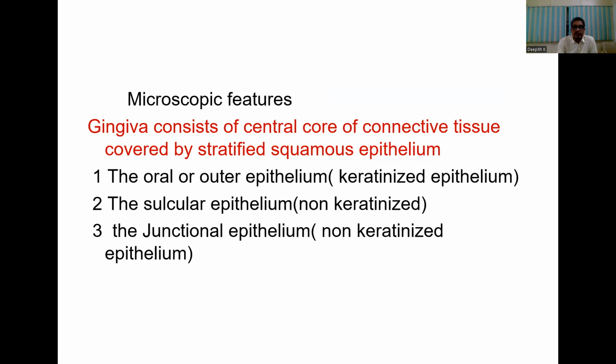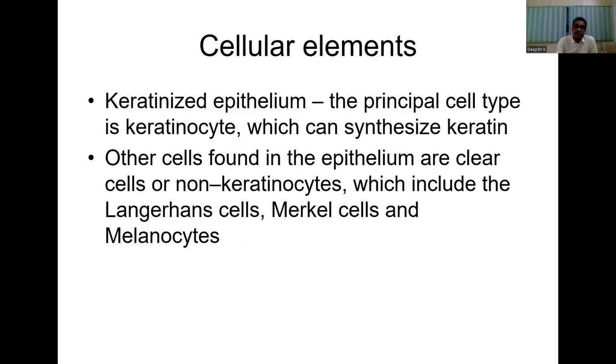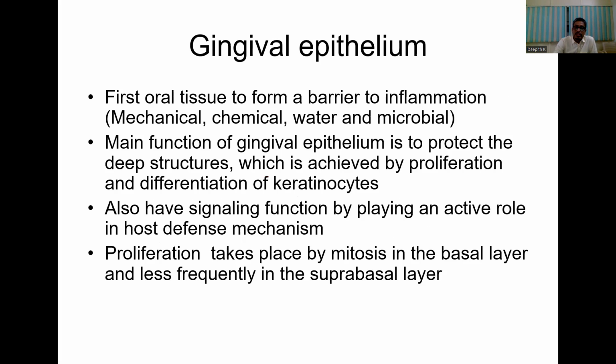Coming to the microscopic features of gingiva. The gingival epithelium is divided into three: the outer oral epithelium, which is keratinized; the sulcular epithelium, which surrounds the sulcus; and the junctional epithelium, which connects the tooth with the soft tissue and is normally non-keratinized. What are the cellular elements of gingiva? It contains keratinized epithelium. The principal cell is the keratinocyte, which synthesizes keratin. Other cells found in the epithelium are the clear cells, the non-keratinocytes, which include Langerhans cells, Merkel cells, and the melanocytes.